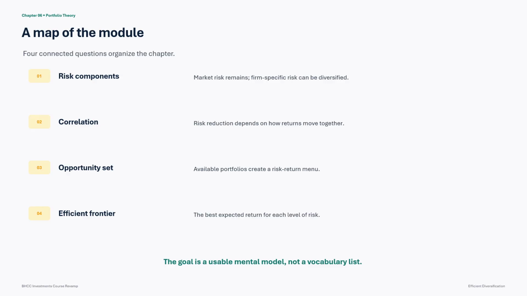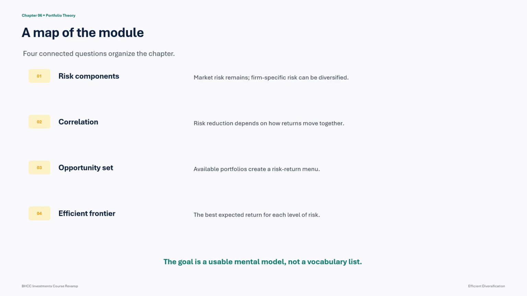The second question is correlation. Diversification works because returns do not move perfectly together. Correlation tells us the strength and direction of that relationship on a standardized scale from -1 to +1. Lower correlation generally creates more potential risk reduction, but the estimate is not carved in stone.